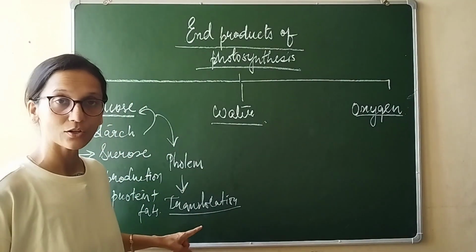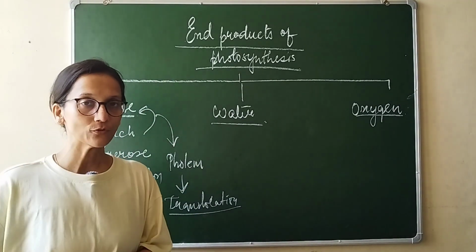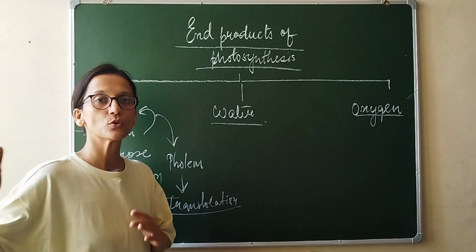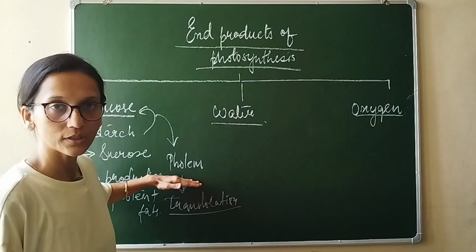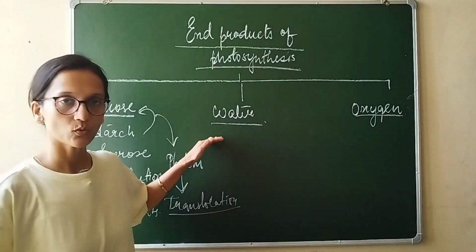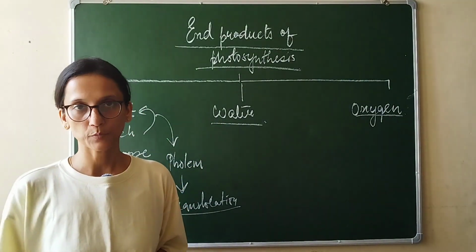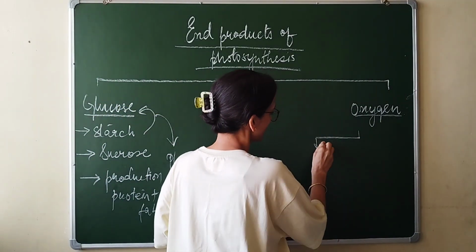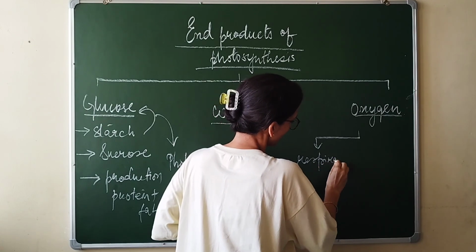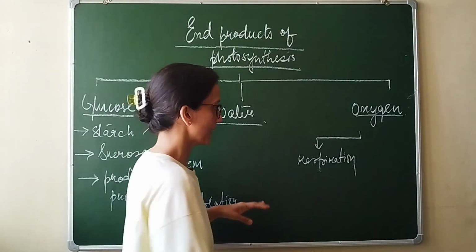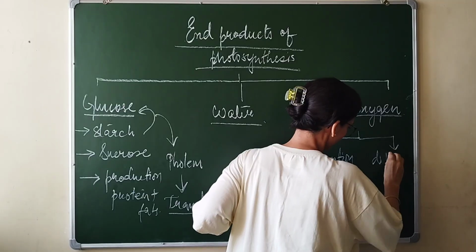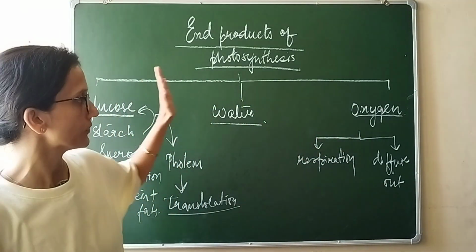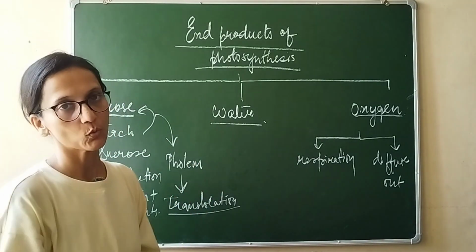translocation. Please remember. So translocation is that process by which food which is manufactured in the leaves gets converted into soluble form of sugar, dissolved in water, and then distributed to various parts of the plant body through the vascular tissue called phloem. Next is water. Water is reutilized by the plant during the process of photosynthesis. And third is oxygen. We all know a part of the oxygen will be used in the process of respiration for the plant, and the other part will diffuse out into the atmosphere. So these are the three end products of photosynthesis, and this is what happens to them.